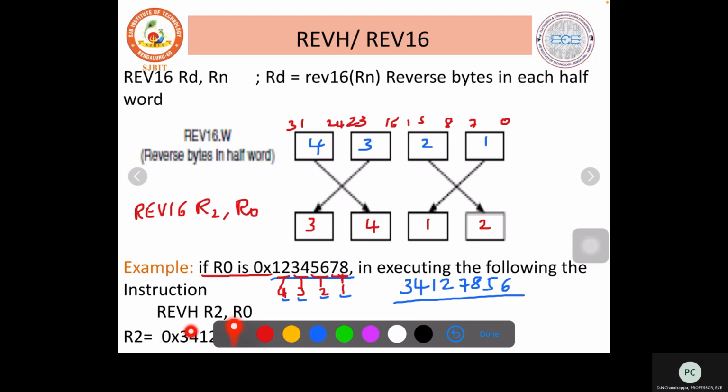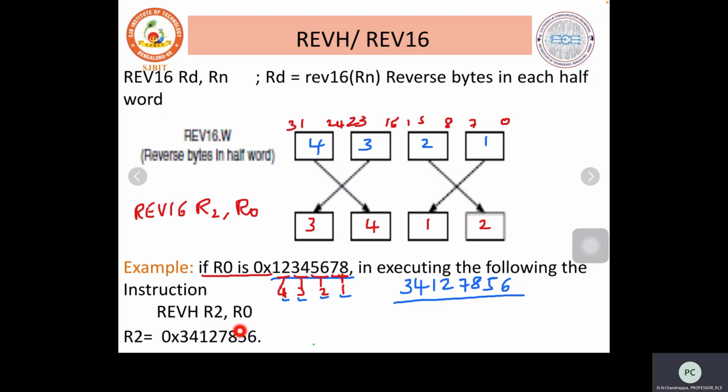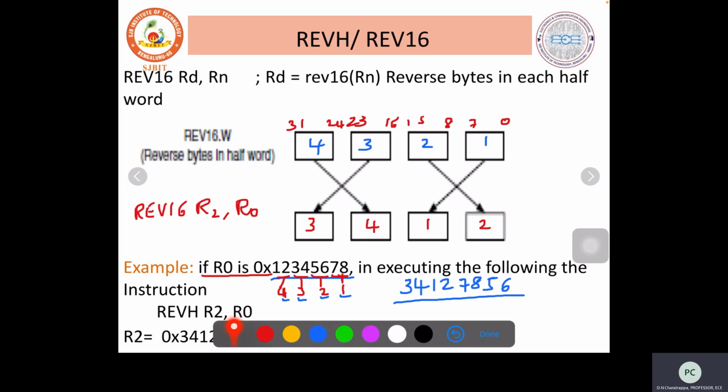So, 3, 4, 1, 2, 7, 8, 5, 6. Once you execute this instruction, REV16 R2, comma, R0, or the other way, the REVH instruction, the result will become 3, 4, 1, 2, 7, 8, 5, 6 in hexadecimal representation. This is the result after executing these instructions.